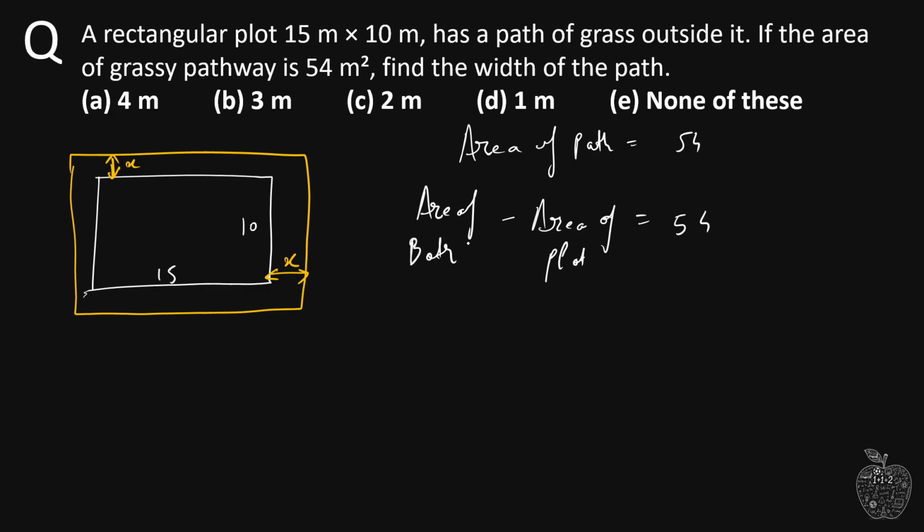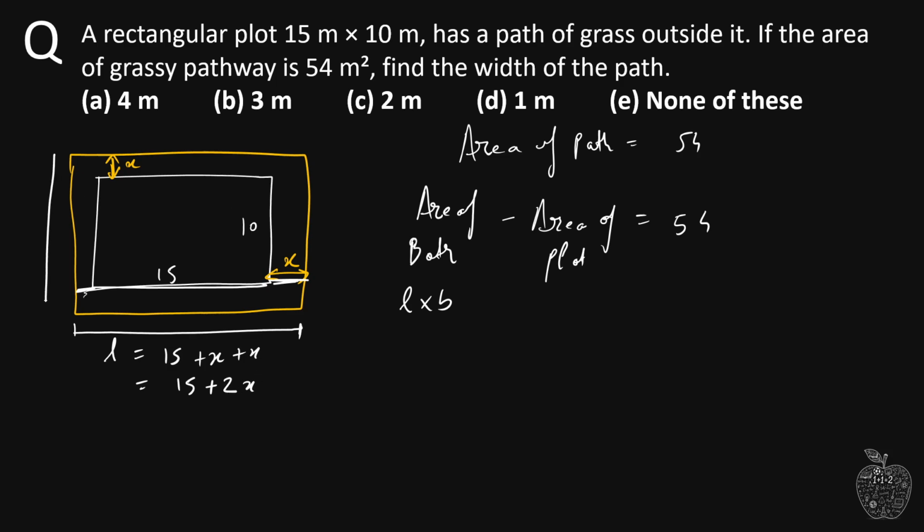So let's calculate the areas now. We know the formula, it is length into breadth. Now what will be the length here of both the things? This entire thing will be the length, right? And the length here will be, first of all, this 15 plus this x plus x, so we get length as 15 plus 2x. Similarly with breadth, this is the breadth of the entire thing, and breadth here will be this 10 plus this x plus this x, so plus 2x. So breadth is 10 plus 2x and length is 15 plus 2x.